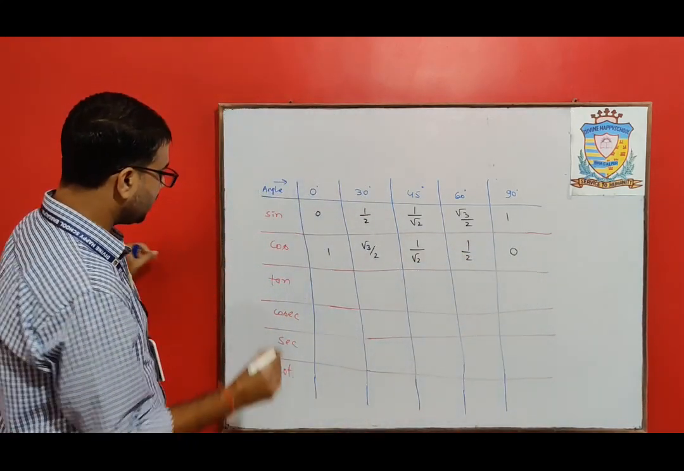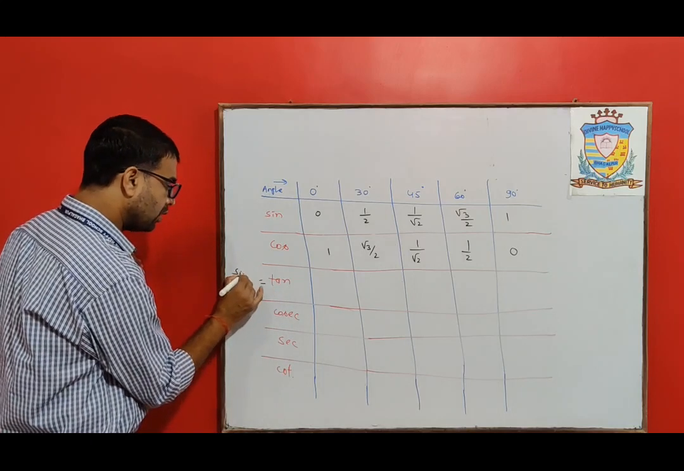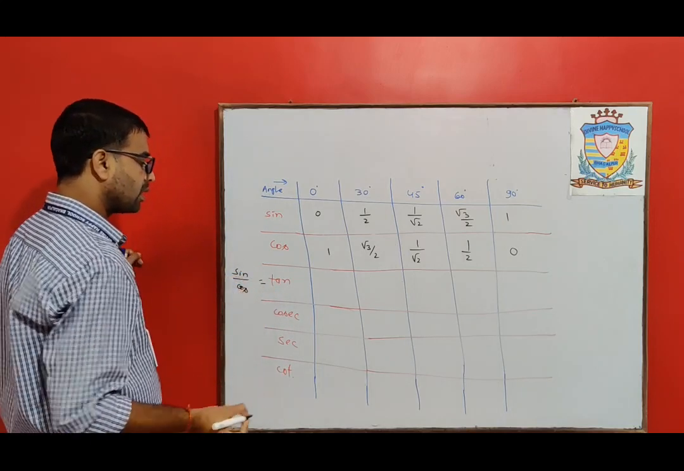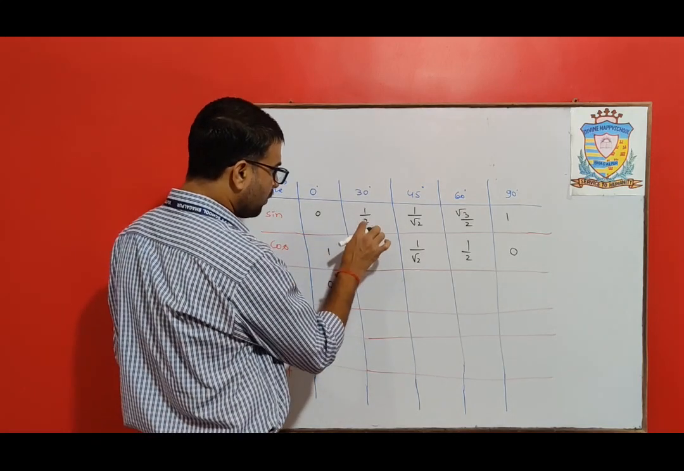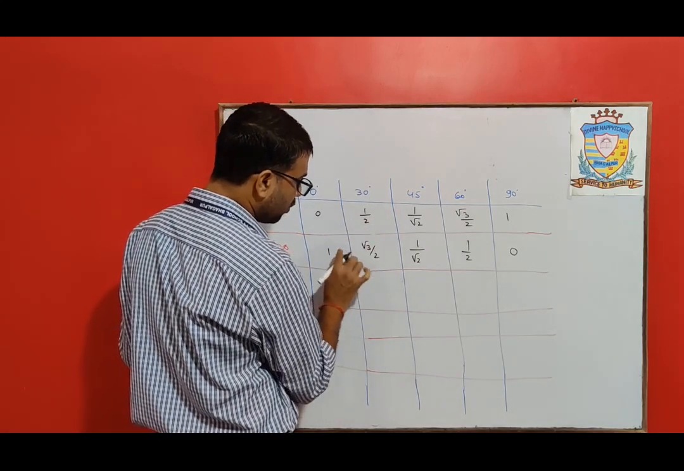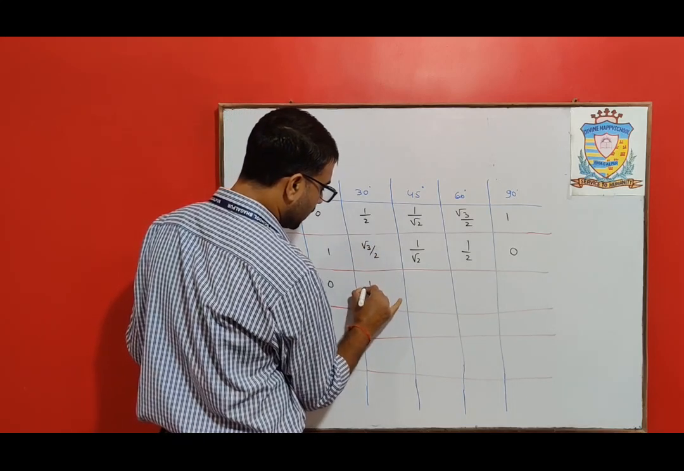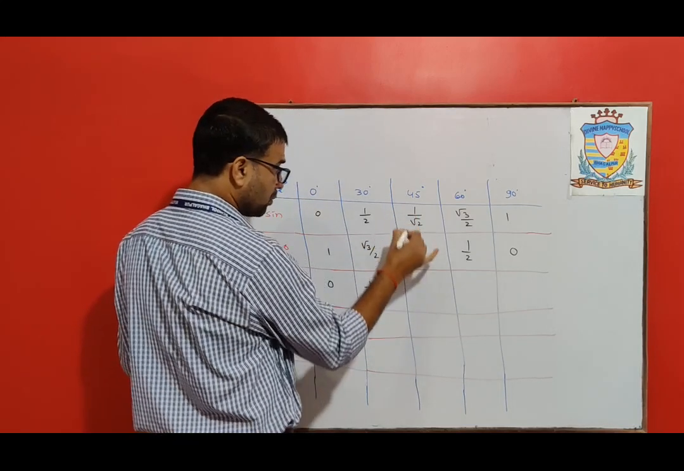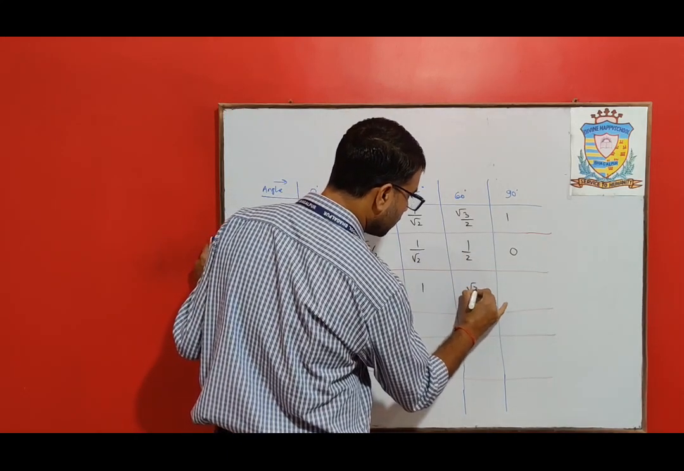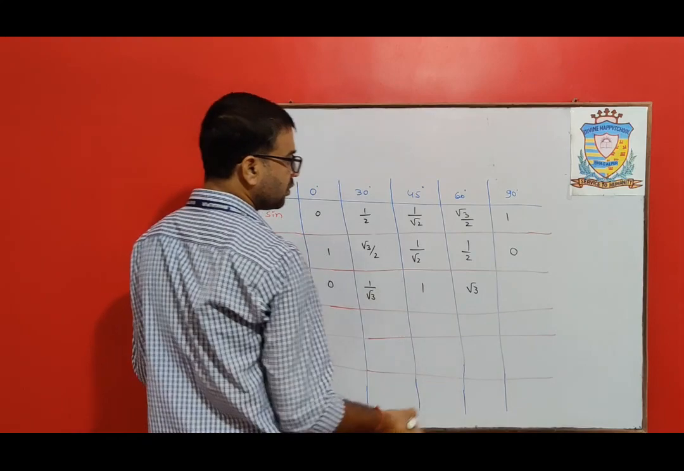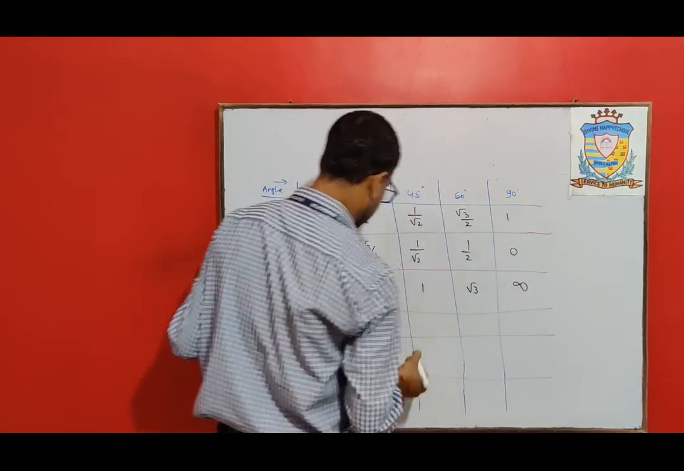And we know that tan can be written as sine upon cos. So sine upon cos: 0 upon 1, that is 0; 1 by 2 upon root 3 by 2, so this becomes 1 upon root 3; 1 by root 2 upon 1 by root 2, that is 1; root 3 by 2 upon 1 by 2, that is root 3; and 1 by 0, that is not defined or indeterminate.